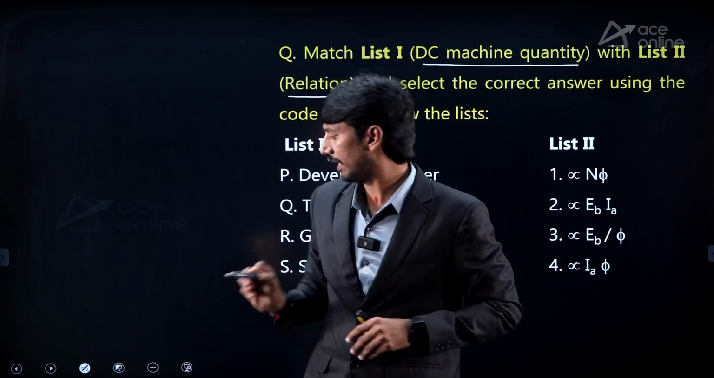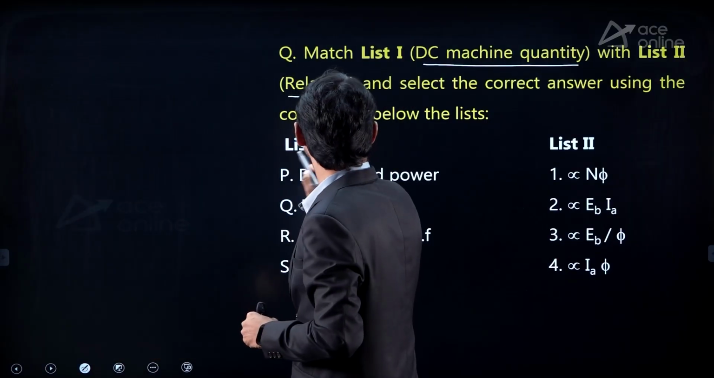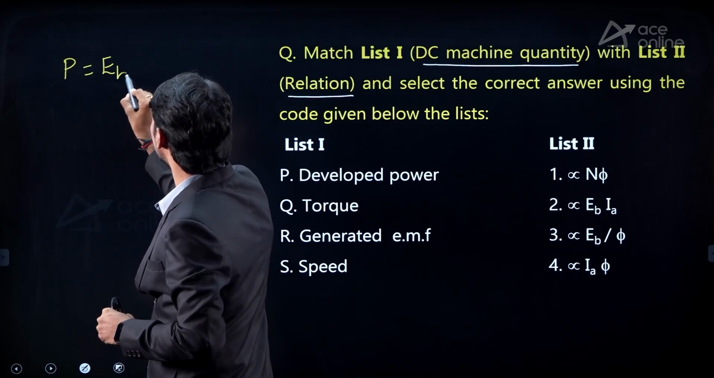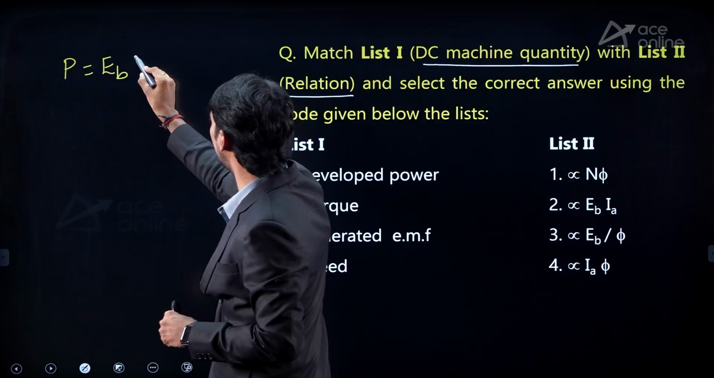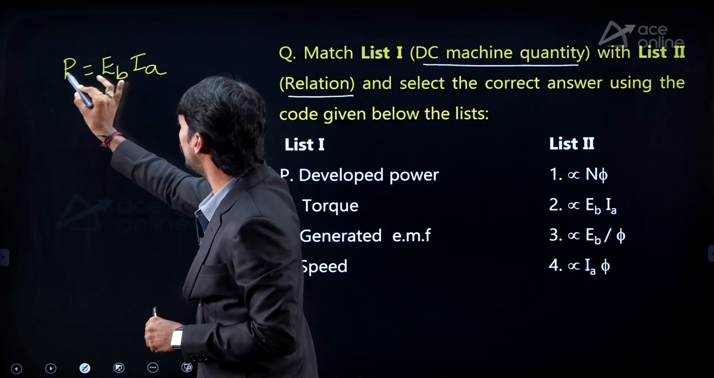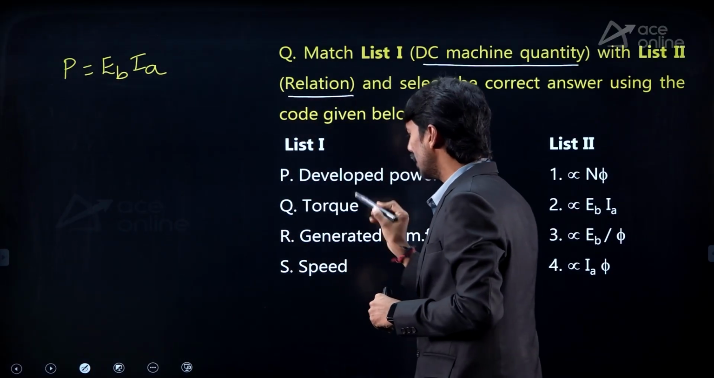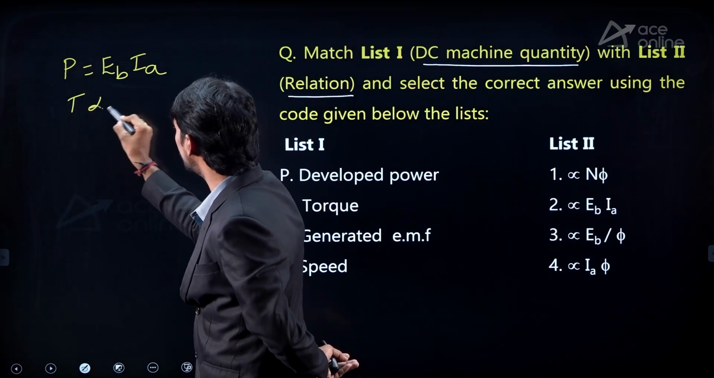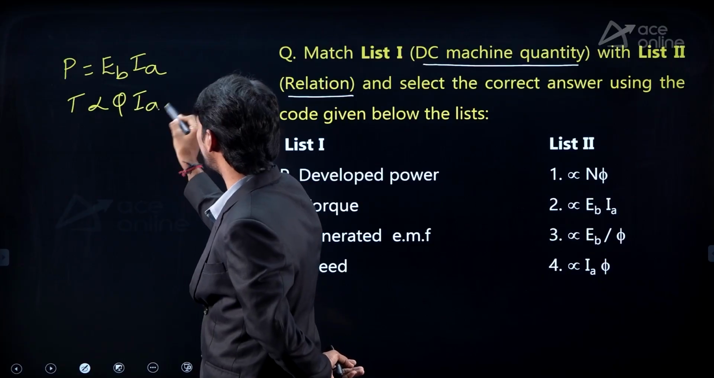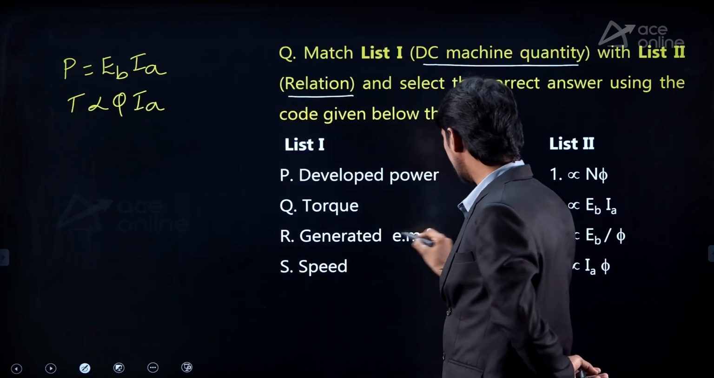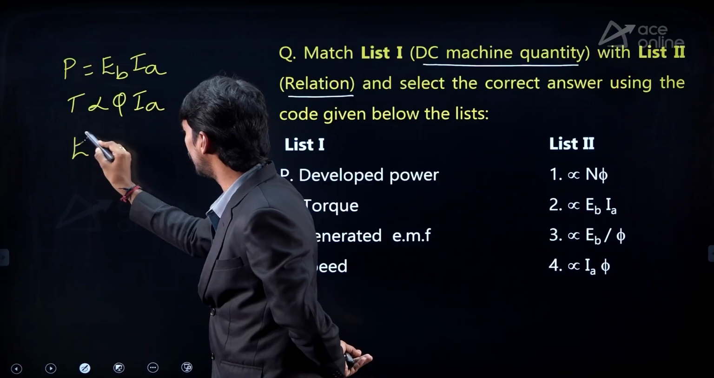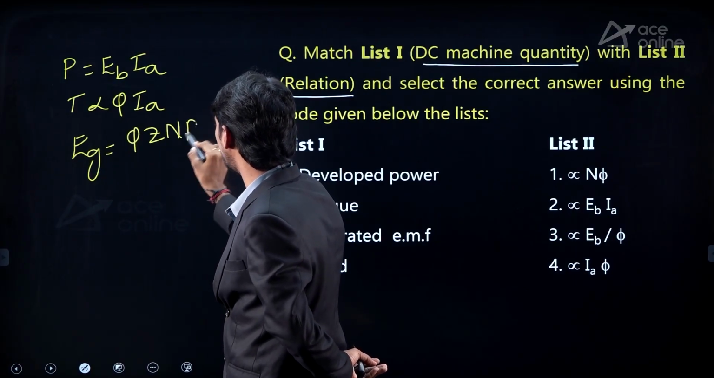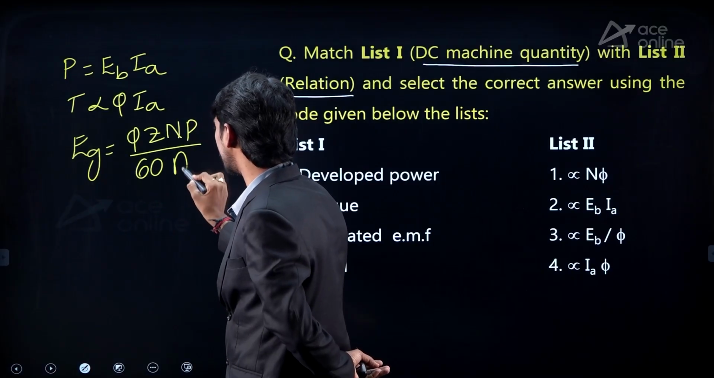Before going to that, let me write the formulas here. Developed power: what is the power developed? Induced voltage, or developed voltage, into Ia. So P is equal to Eb into Ia. Torque is proportional to phi into Ia. And generated EMF, Eg, is equal to phi ZNP by 60A, a general formula.